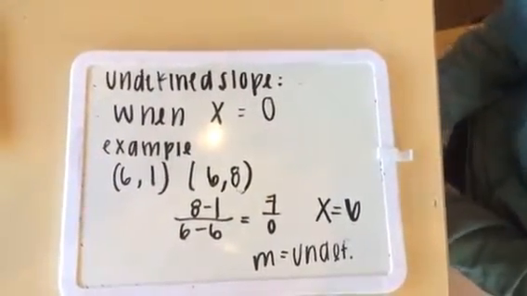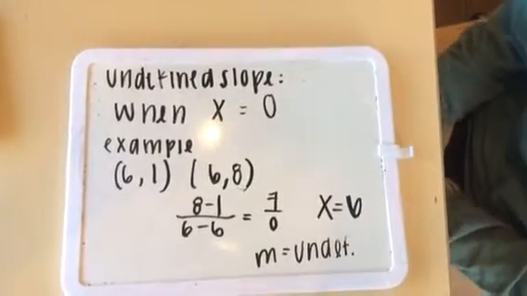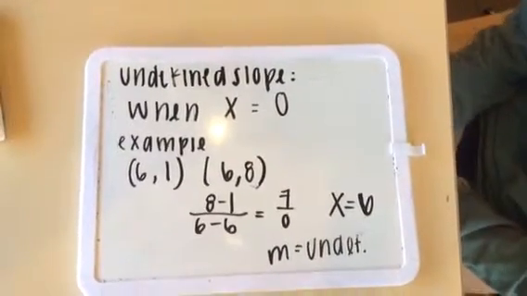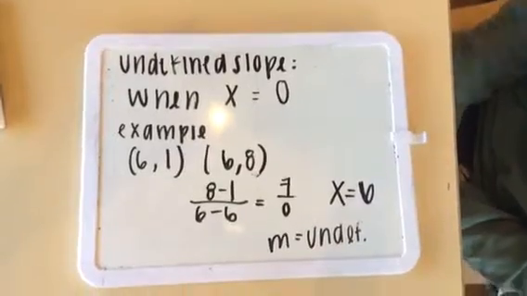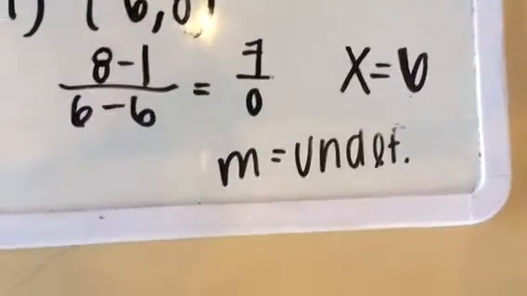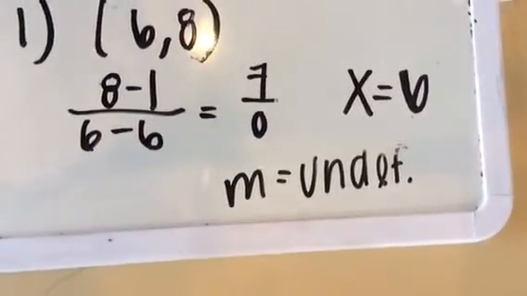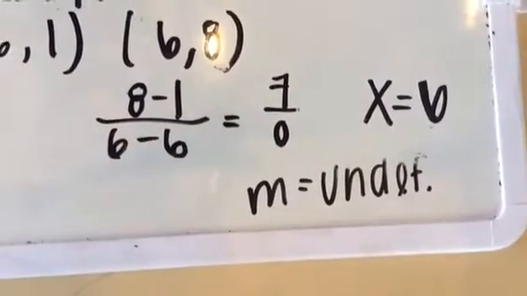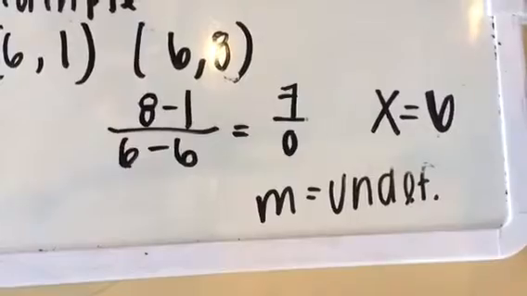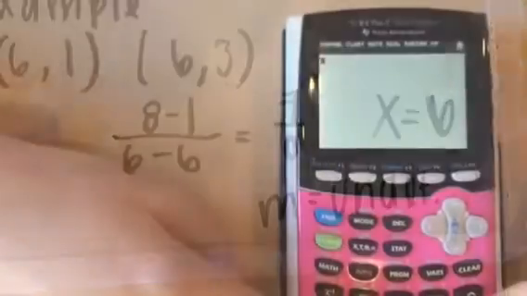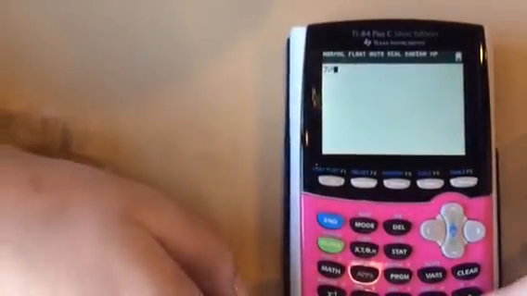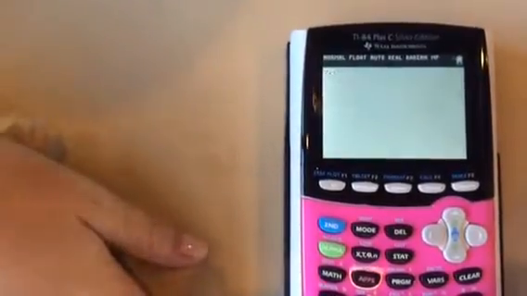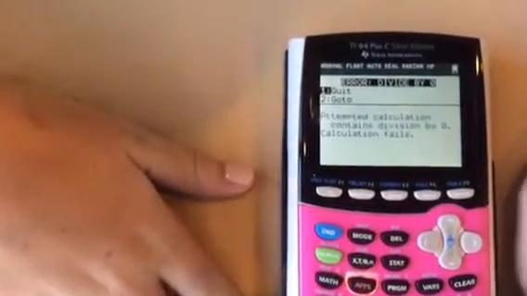Undefined slope is when x equals a constant. For example, when you have the coordinates 6, 1, and 6, 8, plug those numbers into your slope formula. So you have 8 minus 1 over 6 minus 6. Find the difference in your numbers. You should have 7 over 0. When you plug that into a calculator, it should say error. So that means your slope is undefined, and x equals 6. This is what happens when you divide a number by 0 in your calculator: an error pops up and says you can't divide by 0.